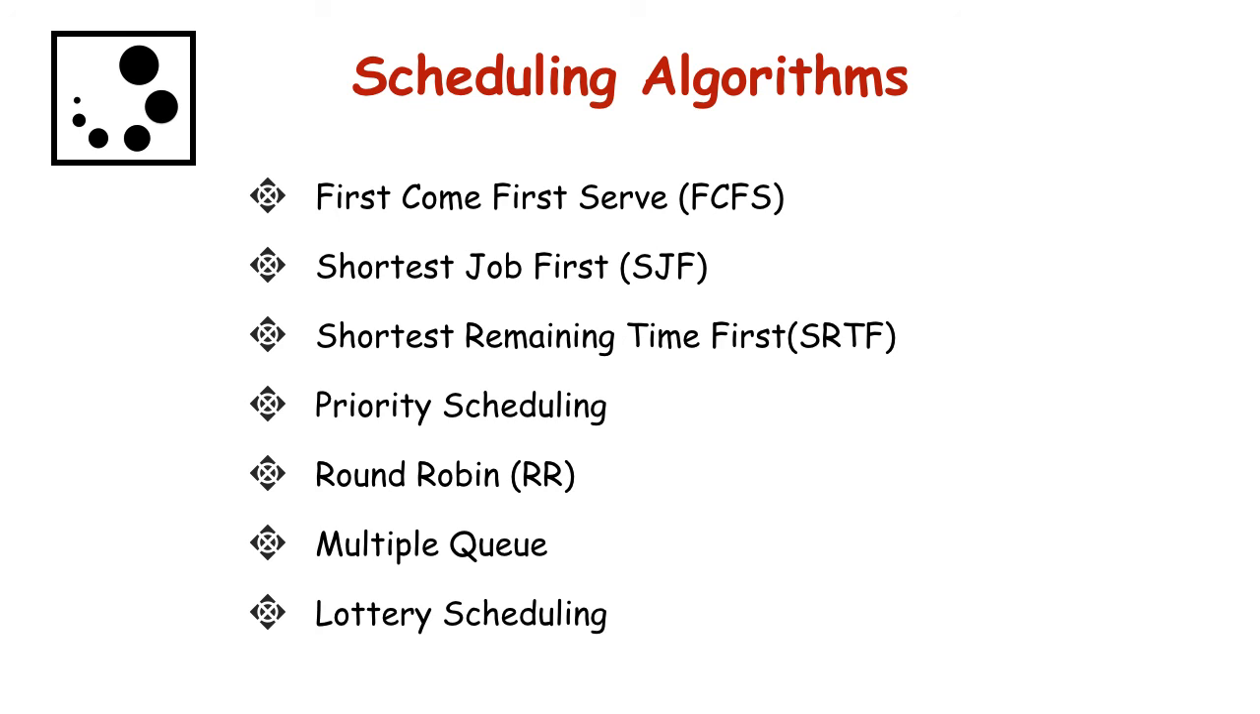Then we have multilevel queue. In this we'll have multiple queues maintained, and each queue will have a different scheduling algorithm. So suppose the first queue has round robin, the second queue has FIFO. Then if the process is not completely executed in the first queue, it would be transferred to the next queue, and if it is executed successfully, it would be terminated. Then we have lottery scheduling. In this, we will be picking up processes at random and executing them.